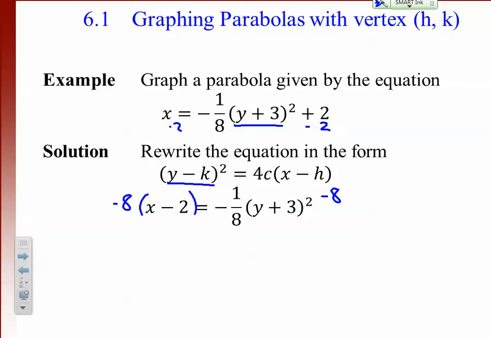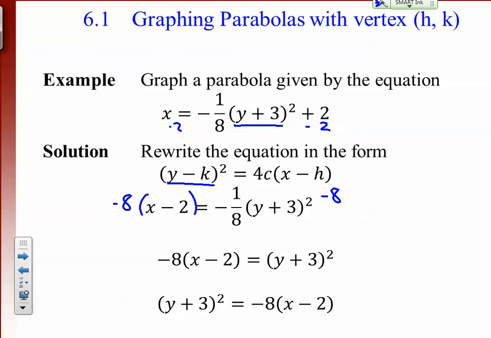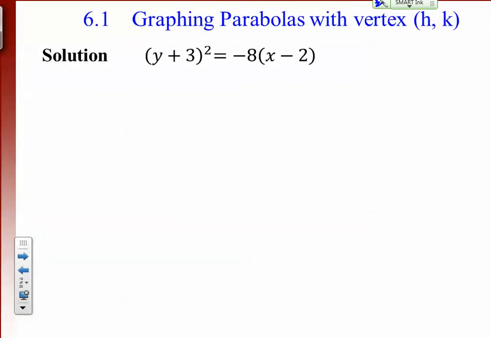Okay, so then it's going to look like this. We get the negative 8 times (x minus 2) equals that. So we've got it isolated, right? We've got the y plus 3 squared isolated. And if we just turn it around, then it's in the standard form that we can work with, that we can get stuff to graph it with. Okay, I'll go to the next slide here. That's our equation in the standard form.